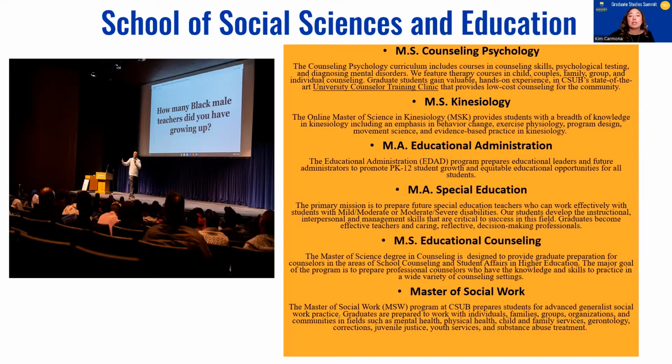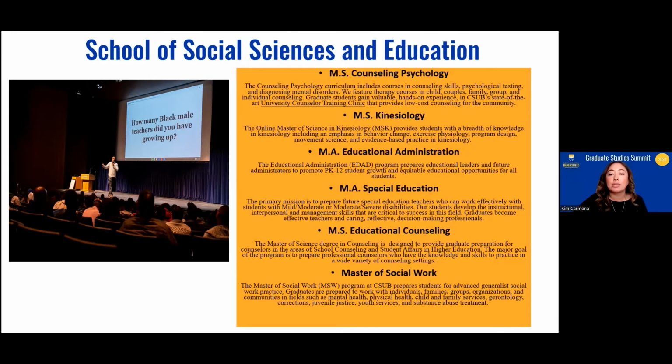Next, we have our Master of Science degree in Educational Counseling, and this program is designed to provide graduate preparation for counselors in the area of school counseling and student affairs in higher education. With this program, you can choose from two different specialties: school counseling, getting your PPS, and student affairs in higher education. The major goal of the program overall is to prepare professional counselors who have the knowledge and skills to practice in a wide variety of counseling settings.